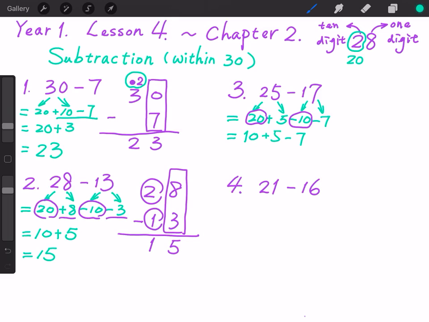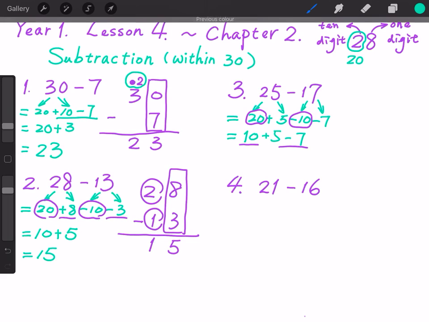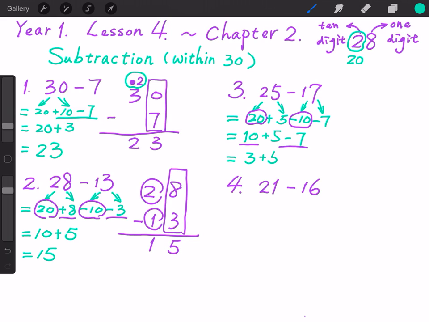All right, very lucky. We have friends of 10 here, right? Good. So 10 minus 7 equals 3. And plus 5. So finally, we can get 8. All right. Again, vertical form. 25 minus 17 equals.